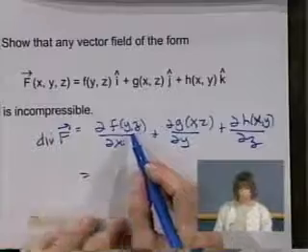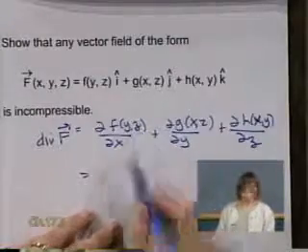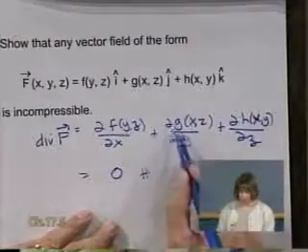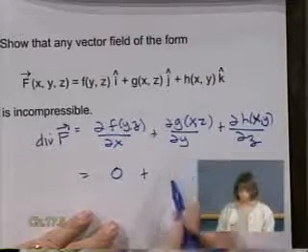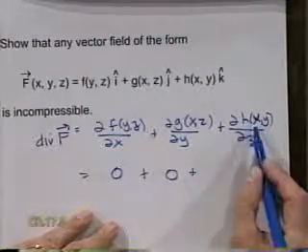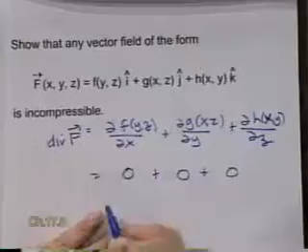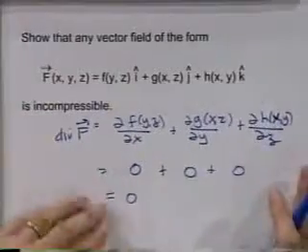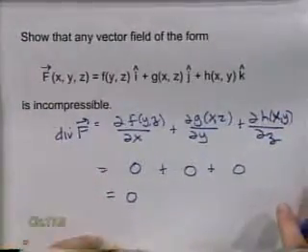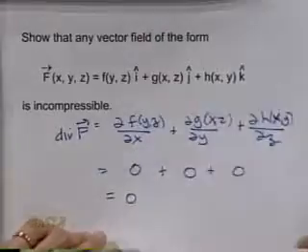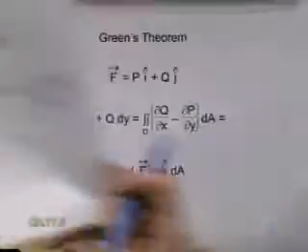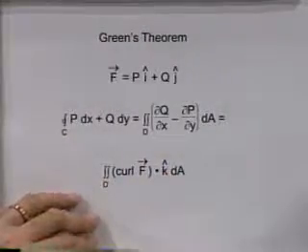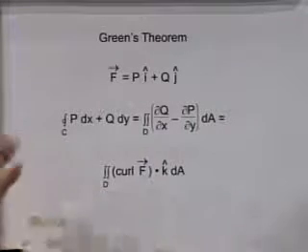But f is just a function of y and z, so there's no x, so you get a 0. G is a function of just x and z, there's no y, you get a 0. H is a function of just x and y, there's no z, you get a 0. So the divergence is 0, and that's what incompressible means. Pretty easy.